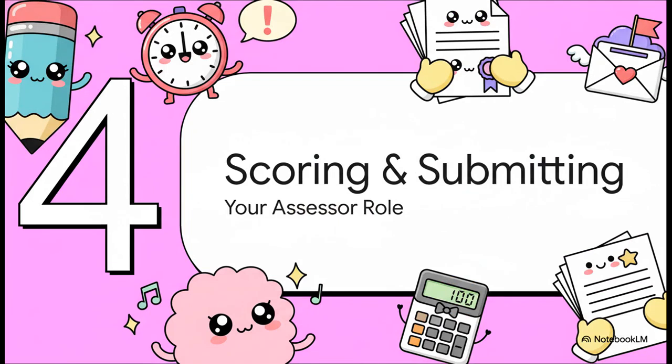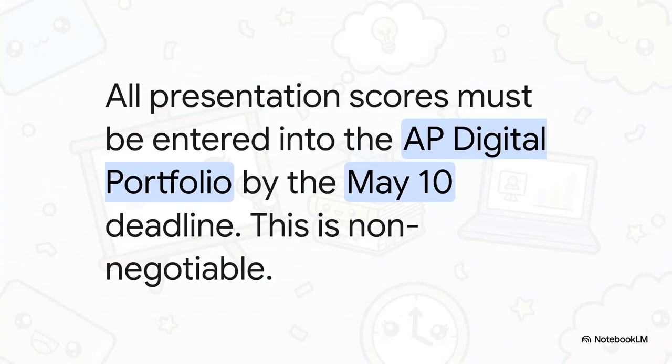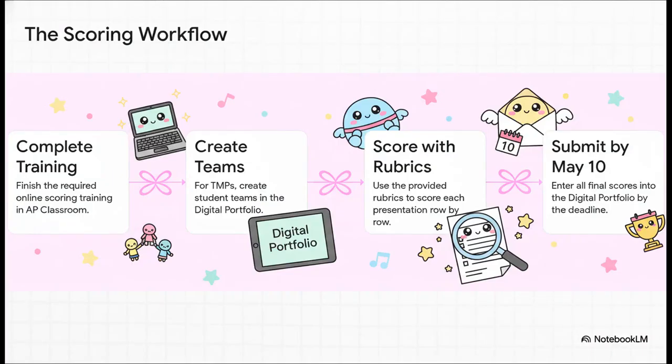Okay, once the last presentation is in the can, you put on your final hat. You are now the official scorer. This is a huge responsibility, and yeah, it comes with a hard and fast deadline. And let's be super clear about this. You're not just jotting down scores on a piece of paper. You have to use the official rubrics right inside the AP Digital Portfolio to enter and submit every score. And again, that May 10th deadline is not a suggestion. It's non-negotiable.